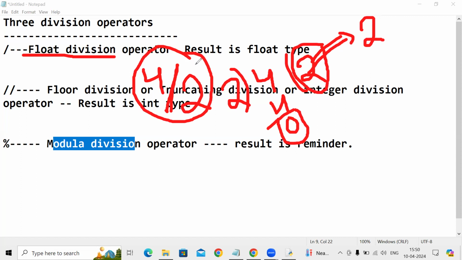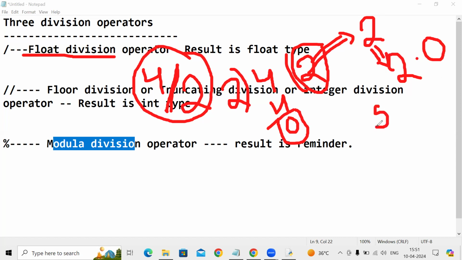But in the case of float division, instead of giving 2, it will give the result as 2.0. By default, float division takes the quotient, and whatever quotient we get, it gives the result as a float.